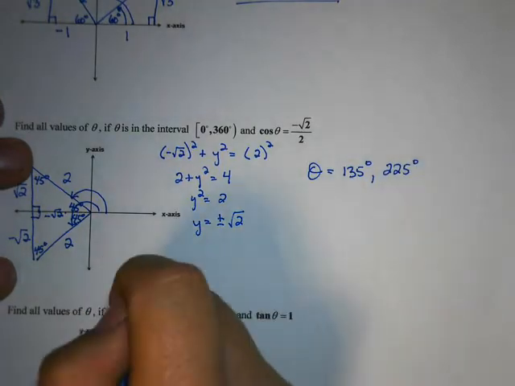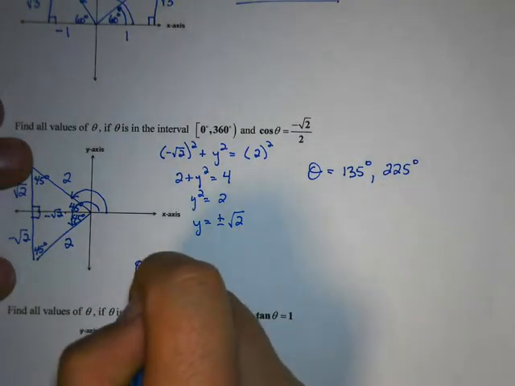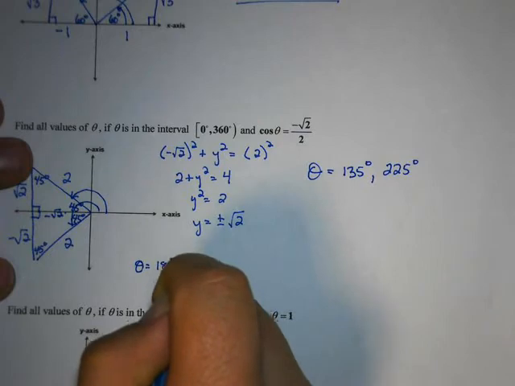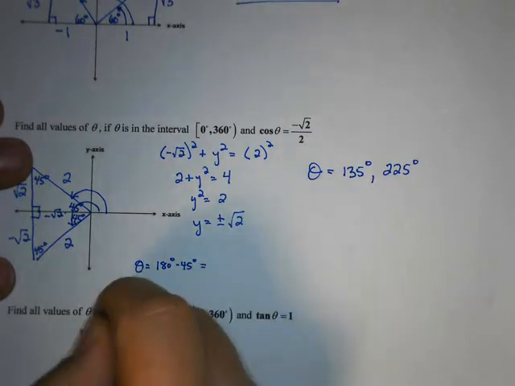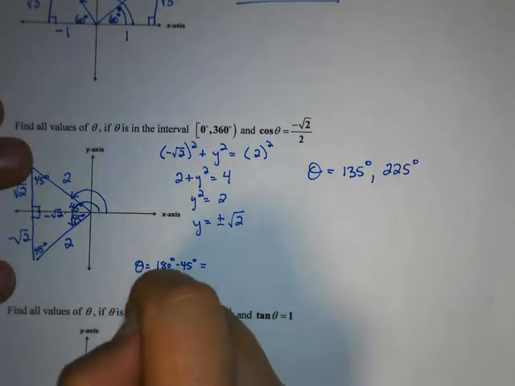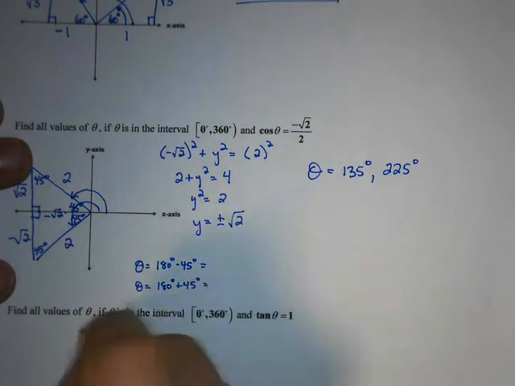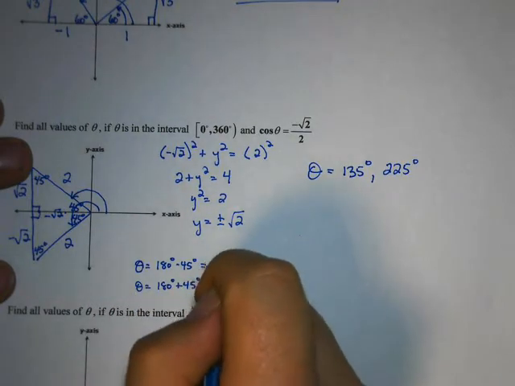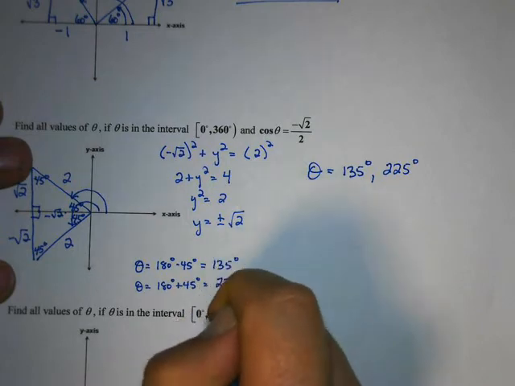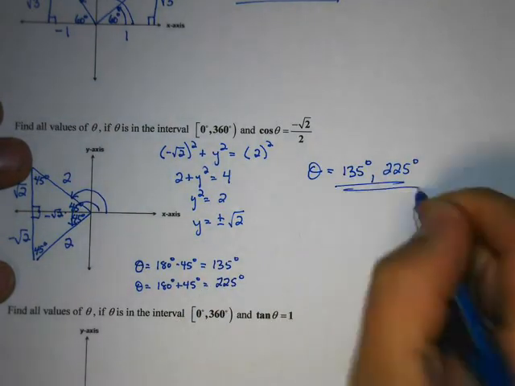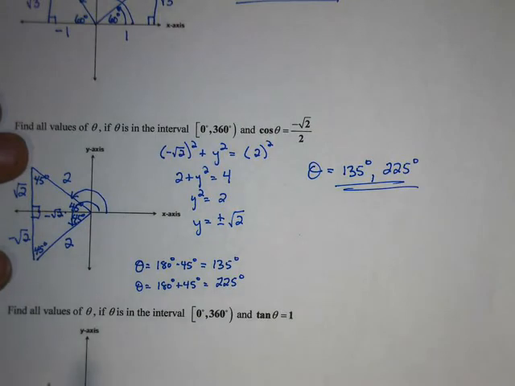So again, how do we find that? Theta equals 180 degrees minus 45 for quadrant 2, and theta equals 180 degrees plus 45 for quadrant 3. So 135 degrees, 225 degrees. And you can use your calculator to check.